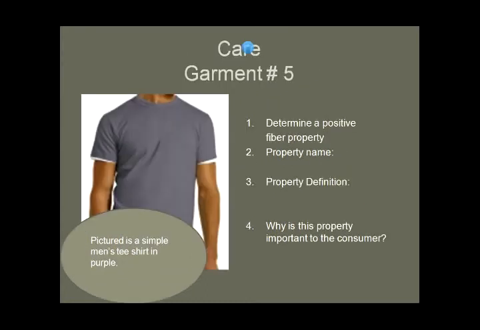Garment number 5. Pictured is a simple men's t-shirt in purple. Fiber property should be relative to care. Number 1, determine a positive fiber property. Number 2, state the property name. Number 3, define the property. Number 4, explain why it is important to the consumer care of the garment.